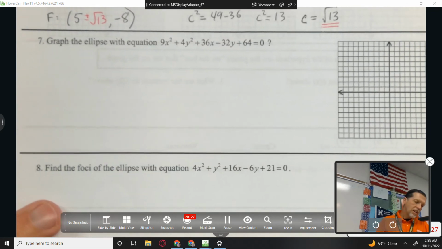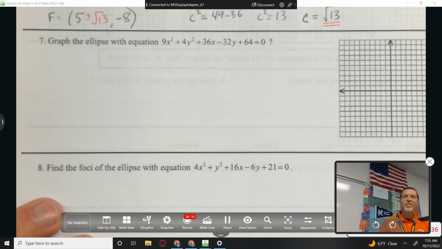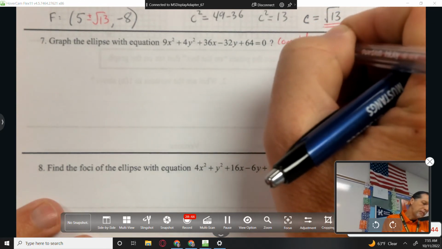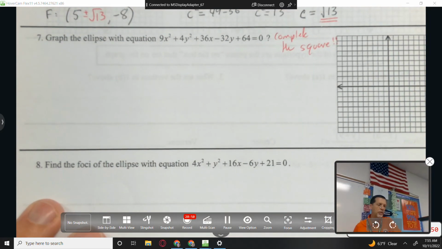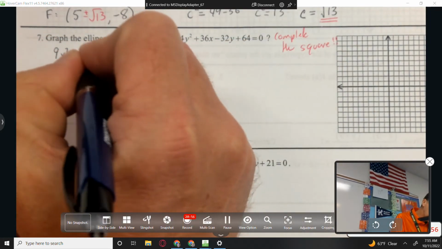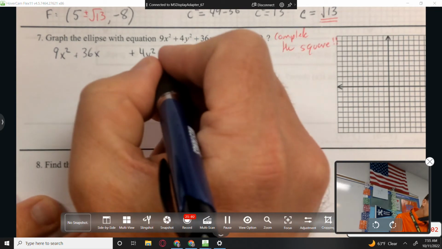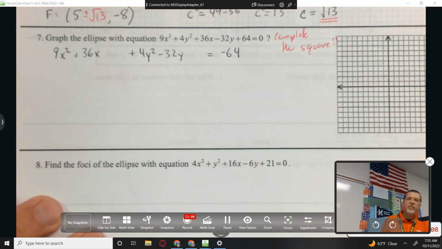Number 7. Graph that ellipse, except that that's not in the right format. What did we have to do yesterday when it wasn't in the right format? Complete the square. Although this one has a couple of extra wrinkles in it. But let's start doing the same thing. Let's group the x's, leave a little space, group the y's, move that 64 to the other side.